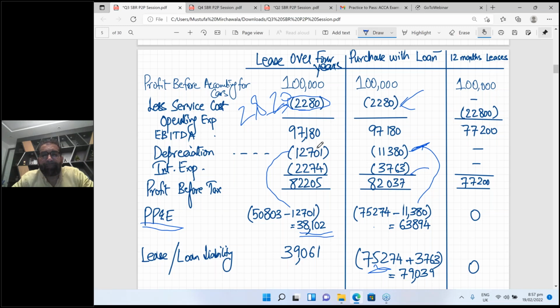Just an extra thing. Out of these two options, in which option is the liability, the loan amount, higher? This is the purchase with loan, the second column. When the loan is higher, obviously your gearing will be higher. In the second option, as you are taking more loan, it will be adverse for your gearing, right? Okay, now this was option 2.